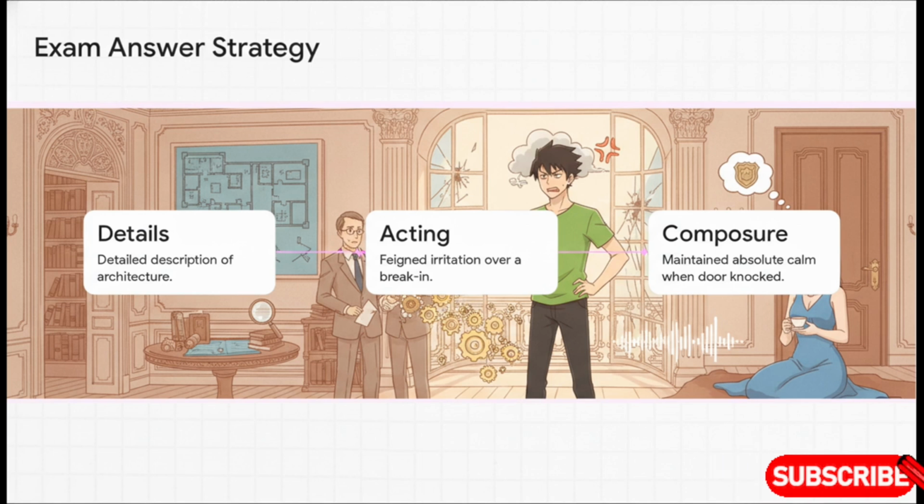It's brilliant misdirection. And step 3, he maintained an absolute, unflinching calm when the door actually knocked, instantly weaving that knock into his fake narrative about the police. It was this seamless blend of detail, acting, and pure composure that sealed Max's fate.